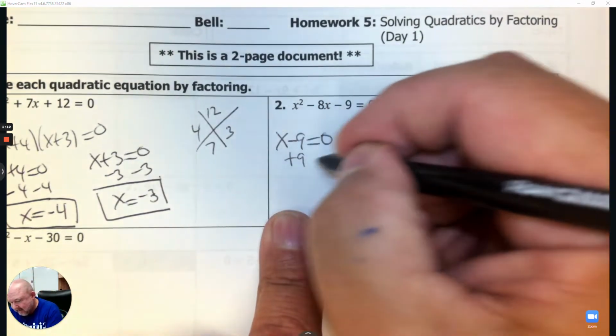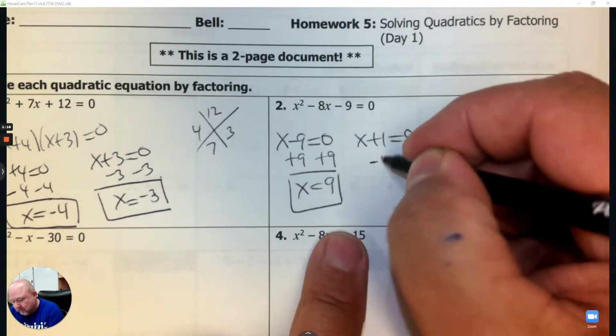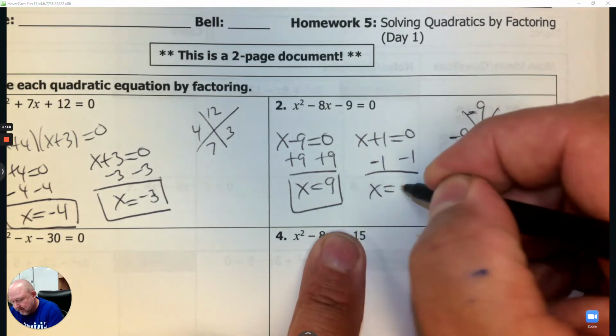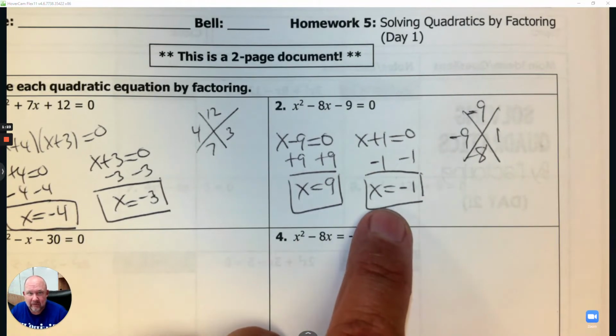So we're going to add 9 to both sides. There's our answer. We're going to subtract 1 to both sides, and there's our answer. So one answer is positive 9, and the other answer is negative 1.